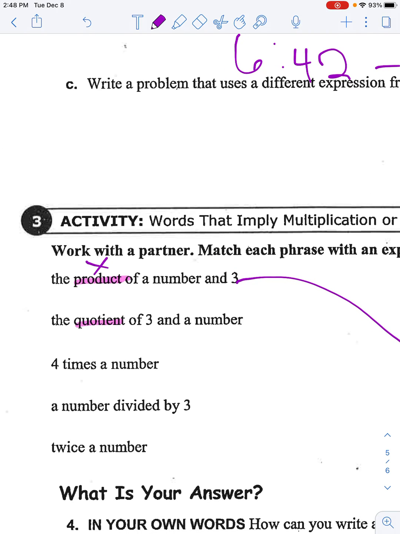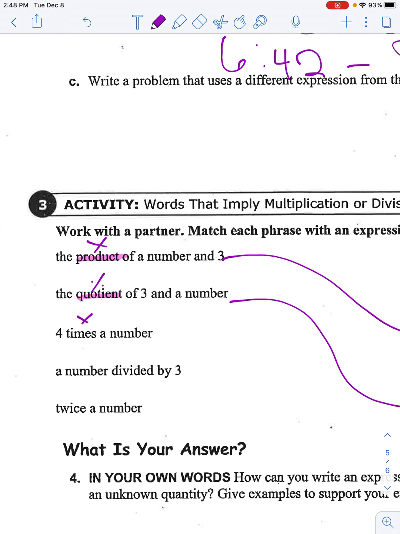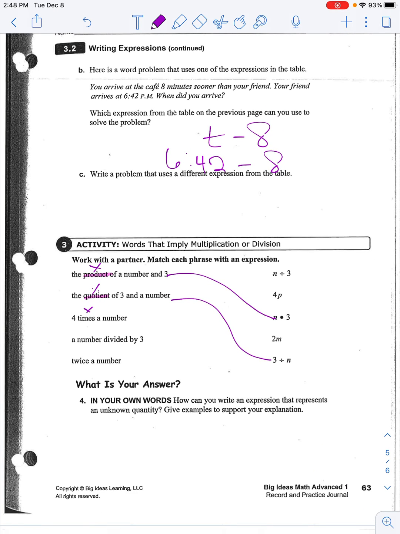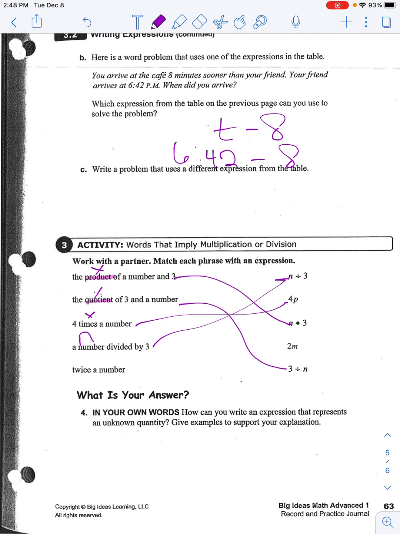Next one, quotient, y'all, means division. Quotient of 3 and a number, 3 divided by n. It cannot be n divided by 3. It's 3 and a number, so 3 divided by n. 4 times a number, so 4 times n, or p, same thing. A number, n, or whatever variable, divided by 3. There's the divided by 3. And then twice a number, obviously we're multiplying by 2, doubling it. Twice a number, so 2 times a number.